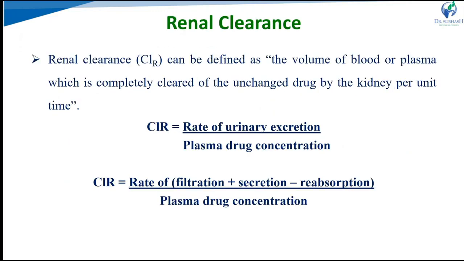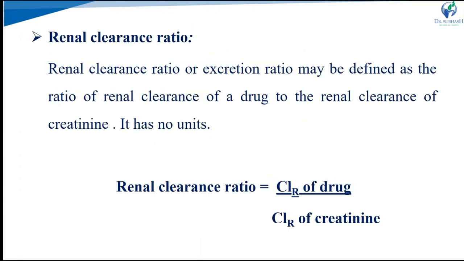Renal clearance can be defined as the volume of blood or plasma which is completely cleared of the unchanged drug by the kidney per unit time. If by the liver, it is hepatic clearance. So renal clearance is equal to the rate of urinary excretion divided by the plasma drug concentration. And we already saw the urinary excretion rate; it is the net effect of rate of filtration plus rate of secretion minus rate of reabsorption, divided by plasma drug concentration.